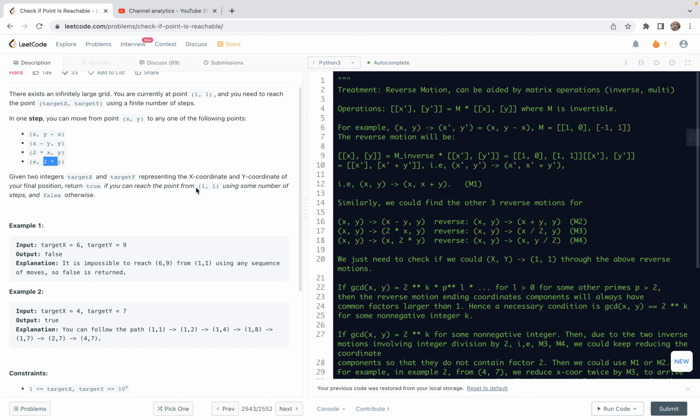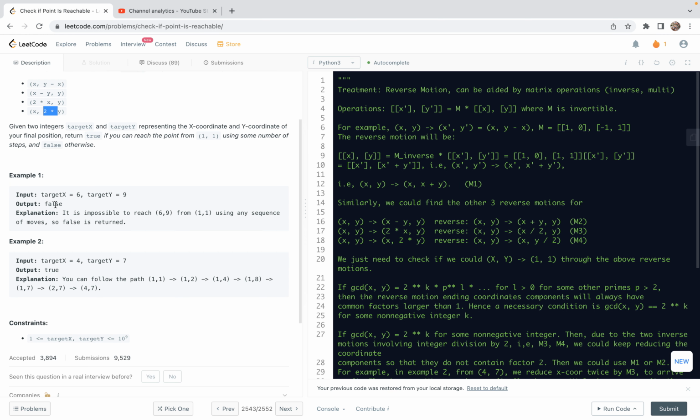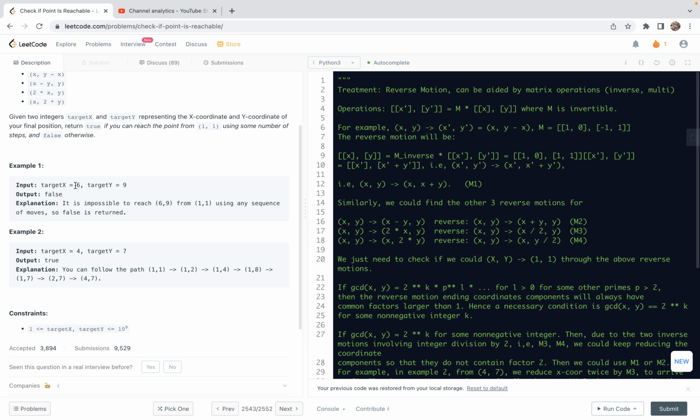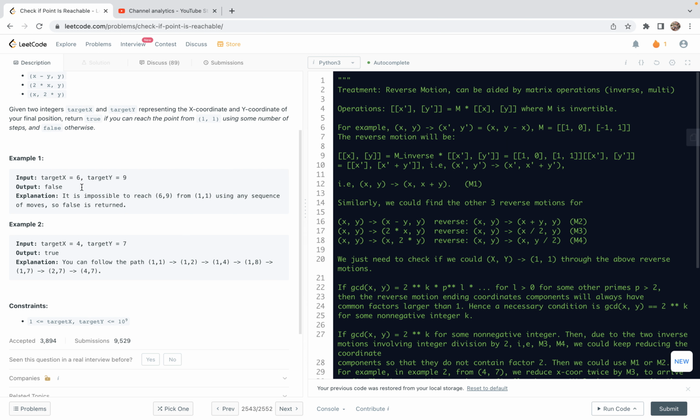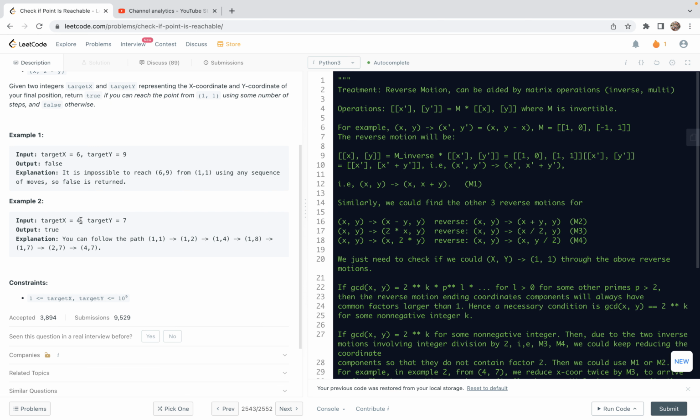So the question is that, given 2 integers, targetX and targetY, we would like to check if we can reach that point from the starting one, that is (1, 1), using some number of steps, and if not, we return false. Here is an example. In this example, we're going to return false.